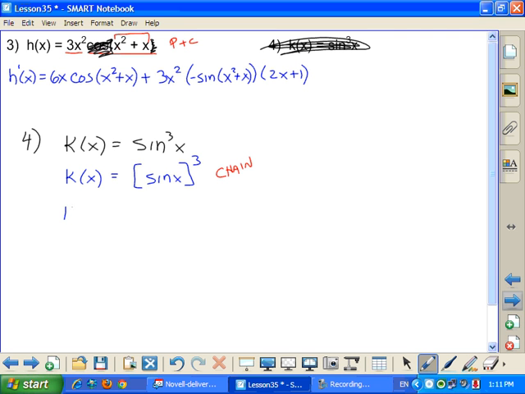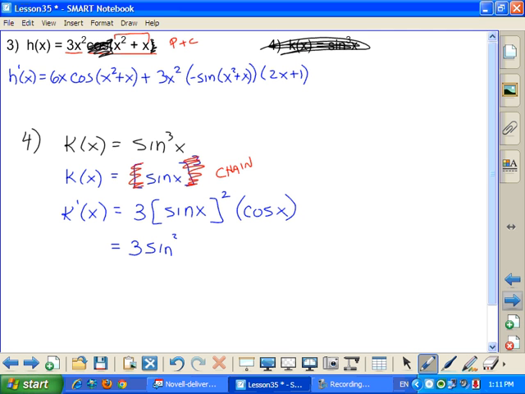So the derivative would be the outside of the onion, so the 3 bracket squared, and you just leave what's inside alone. And that means that I've now stripped away the outside edges of the onion. I'm on the inner layer. The derivative of sine is just cos x. And if you were to rewrite this, it would look like this: 3 sine squared x cos x. So that's what it looks like without its brackets.